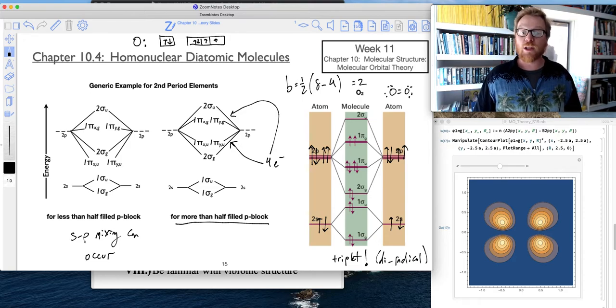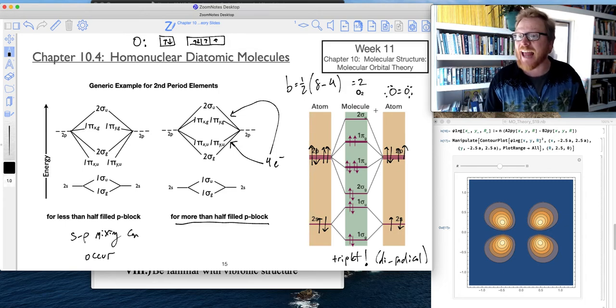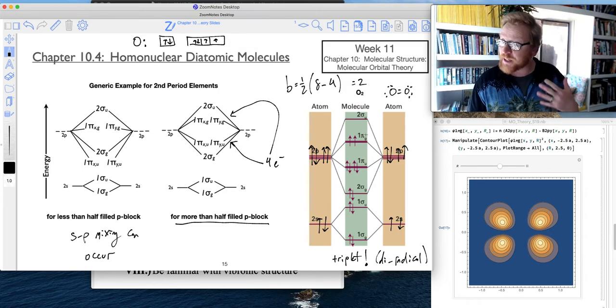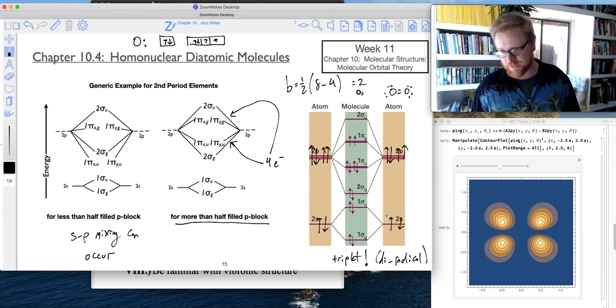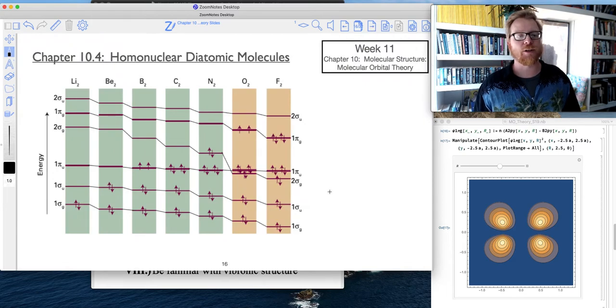So we learn a lot from these MO diagrams. We can predict a lot about the chemistry of things. And the fact that this is a triplet diradical state makes O2 extremely reactive, which hopefully you remember as chemists. O2 is very reactive. Okay, so let's look at the series of simple homonuclear diatoms.